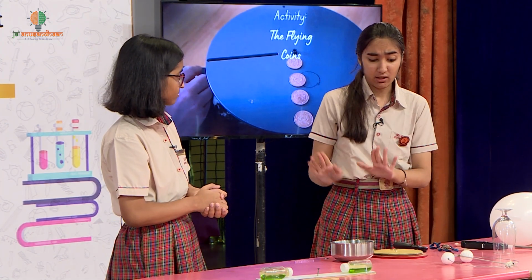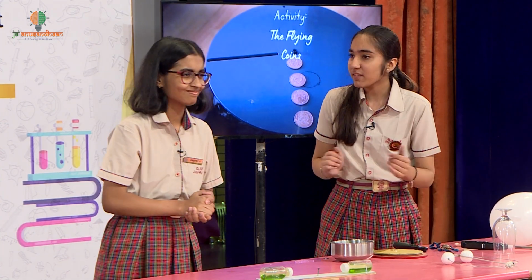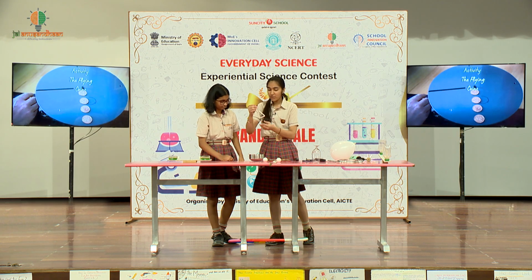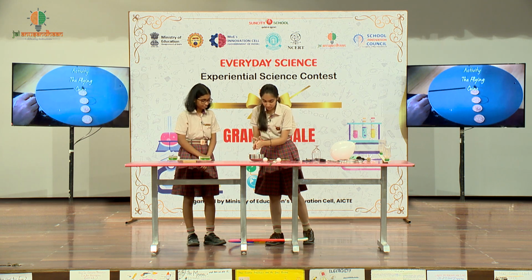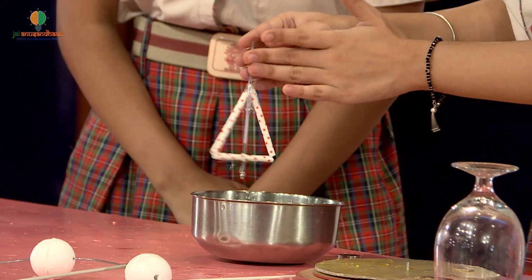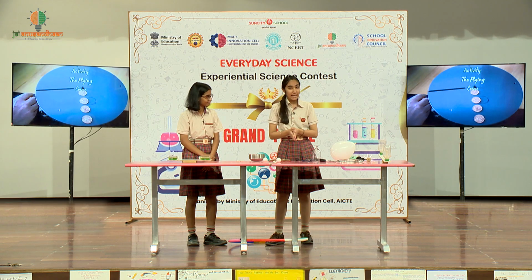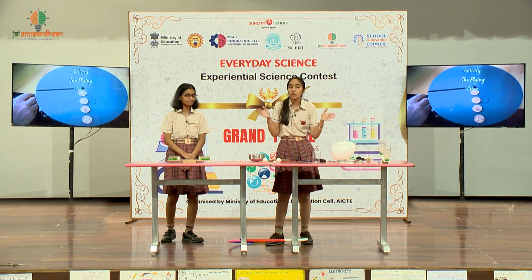But wait. Why did the coins even fly away in the first place? Be patient. Let's experiment once more to find out the reason. So here we have the mini version of a sprinkler. Can you see the water is splashing around all over the container? Why? Yes, the reason is centrifugal force.